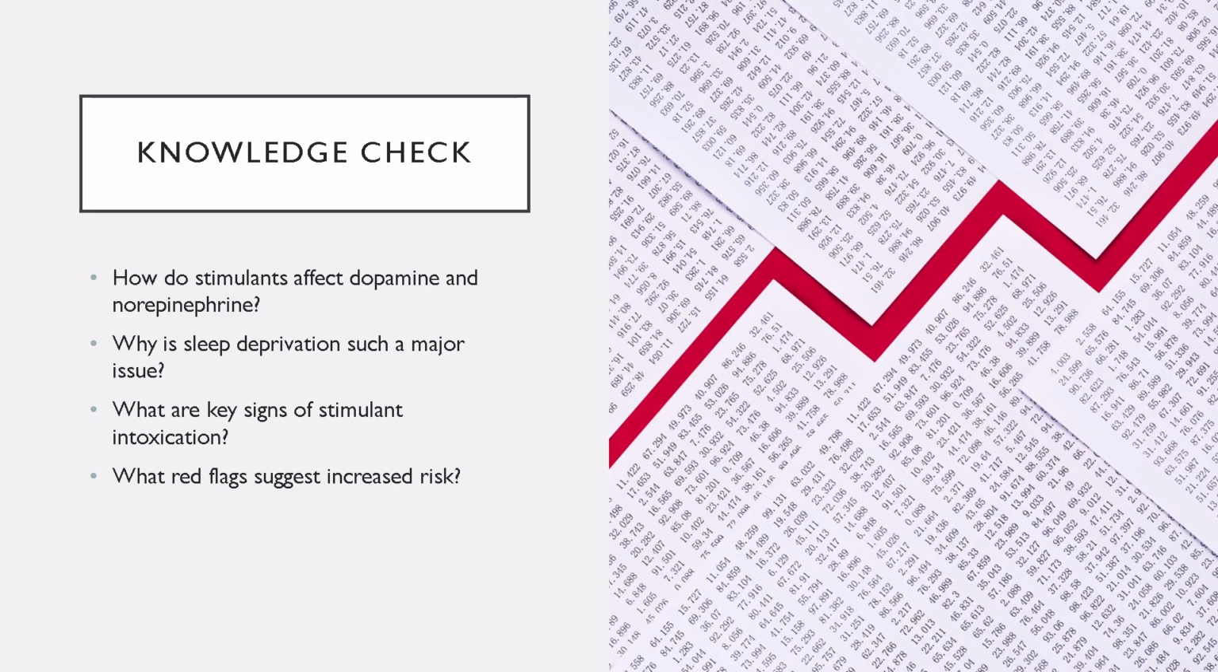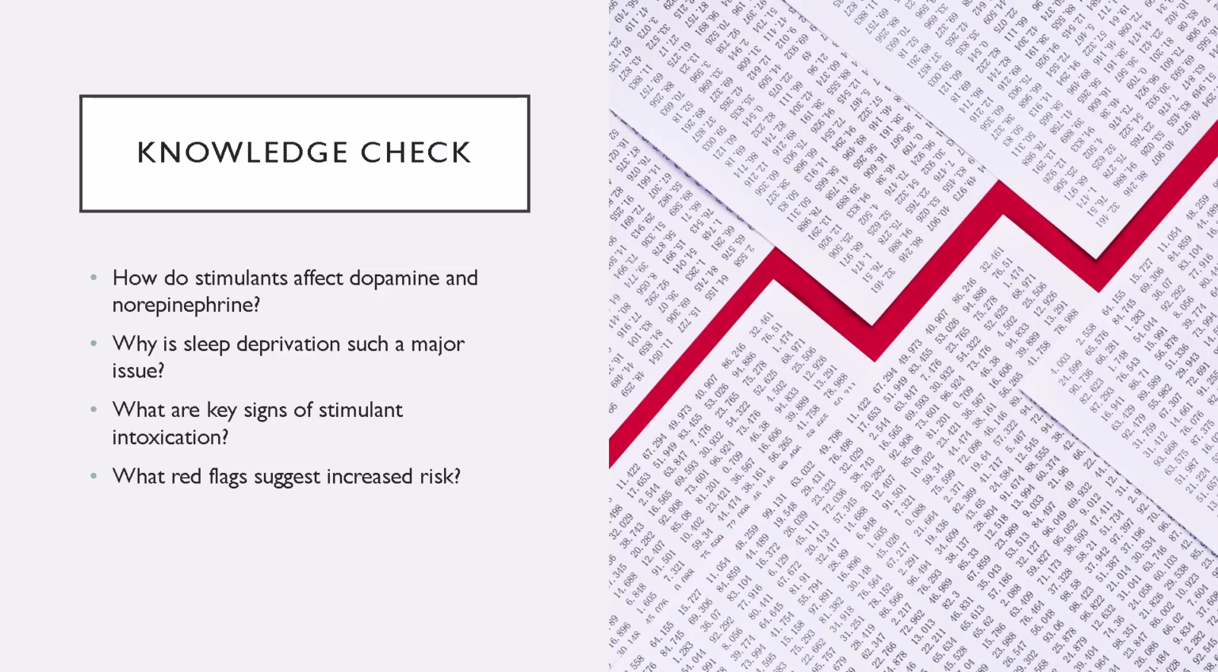So before moving toward the end of this lesson, I want you to check your understanding of these major concepts. Start by reviewing dopamine and norepinephrine. Can you explain how the stimulants are affecting these neurotransmitters and why that leads to the increase in energy and drive and alertness and reinforcement? That connection is central to understanding why stimulants feel compelling and why the crash feels so severe.